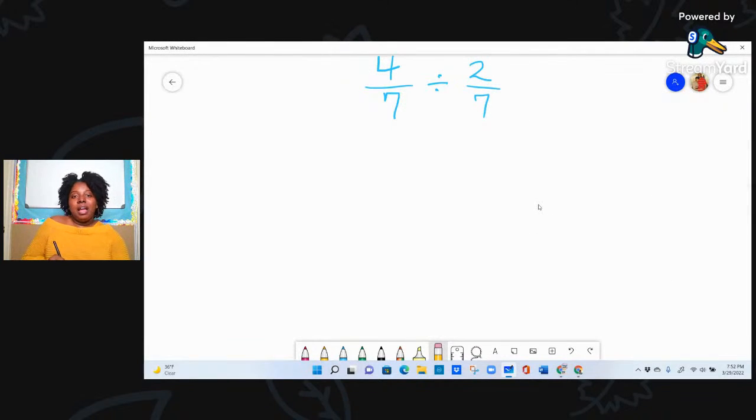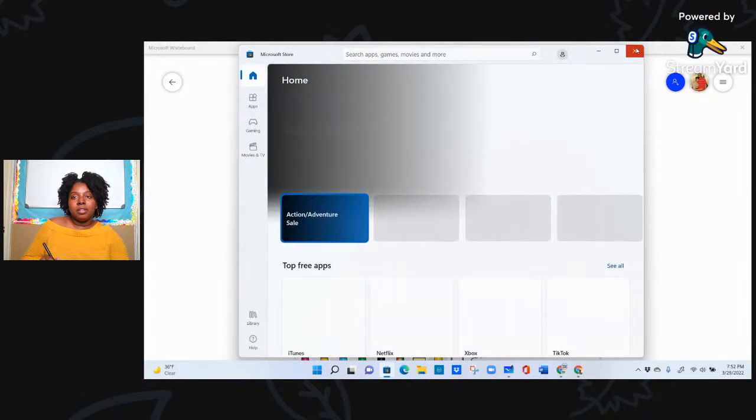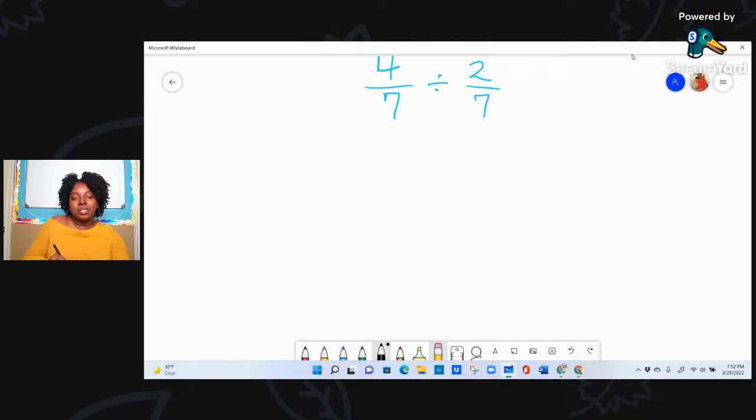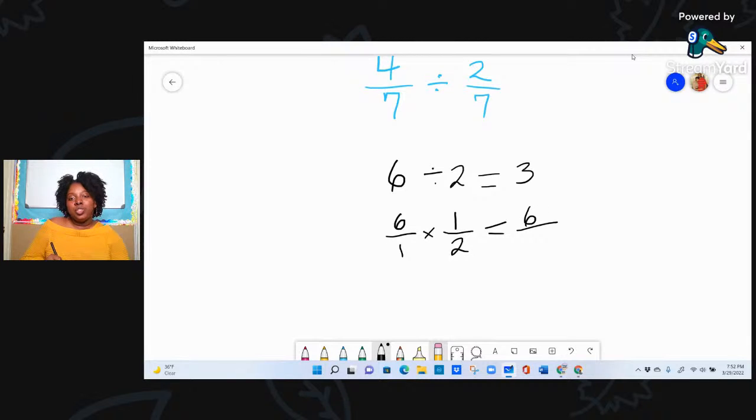But if we say, what's half of 6? If we're saying what's half of 6, most of you would just do 6 divided by 2, right? Which is 3. But another way we can do it, a lot of times "of" means multiply. You can do 6 times a half. So 6 times 1 is 6, and 1 times 2 is 2, and we get 3, right?